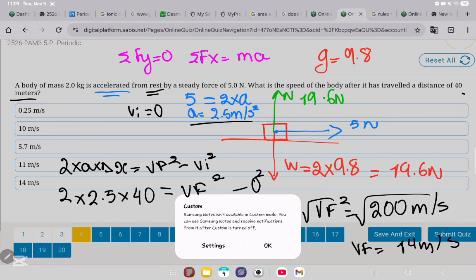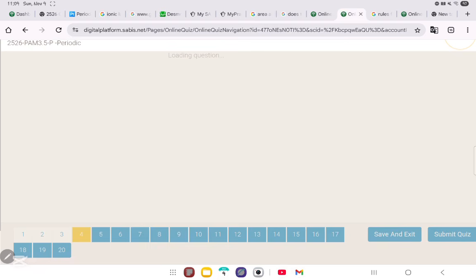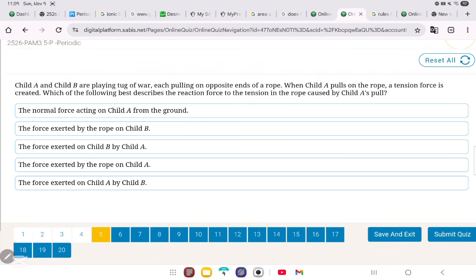So what does that mean? That means v final is 14 meters per second. We'll now move on to question number 5. What does it say in question number 5?